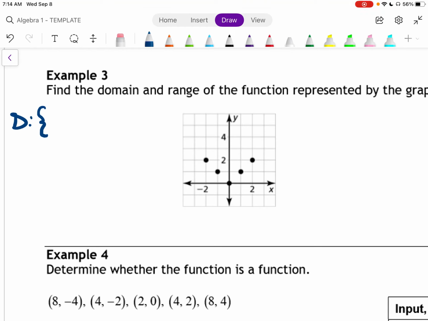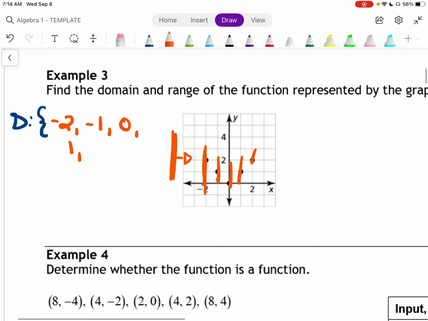The way that I do these is in my head, I think about I have a pencil, and I slide it from left to right. The first spot that it touches is at -2. Then it touches at -1, at 0, at 1, and at 2. And then I can close my bracket. So that's my domain. That's the set of all of my input values.